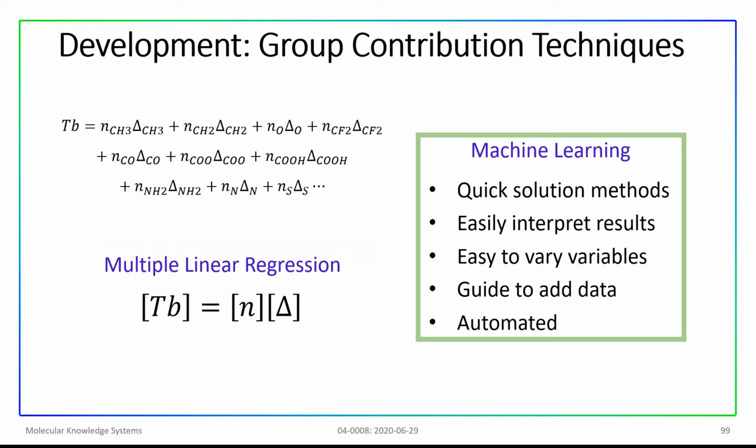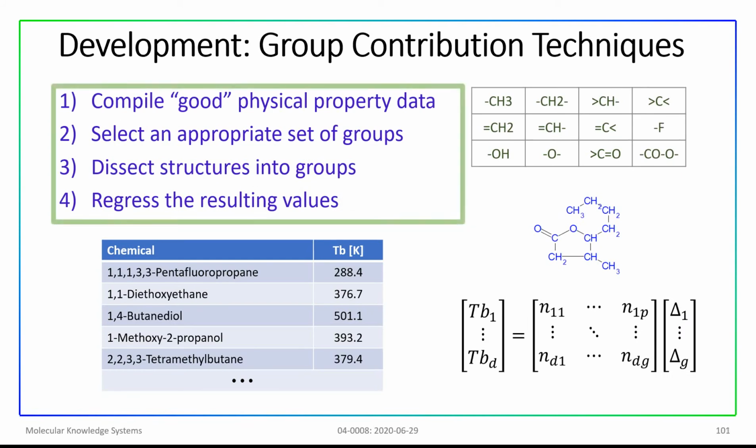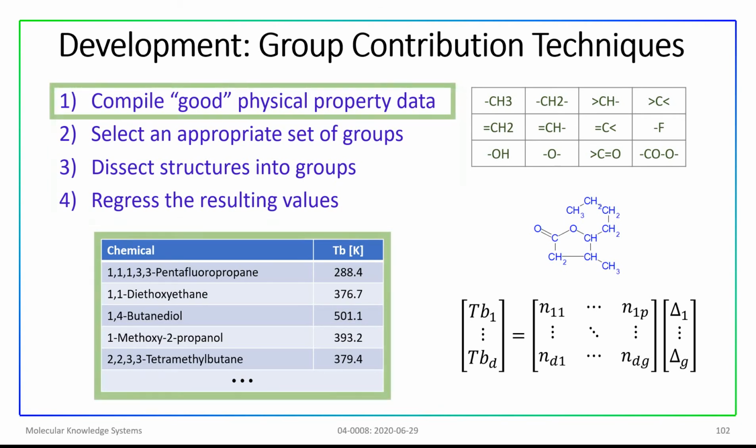So in essence, there are 4 steps to developing a group contribution technique. In the first step, we need to compile good physical property data. By good, we mean several things. Obviously, we would like to have accurate data, but we also need data that provides sufficient variation in both physical property values and molecular structure diversity.